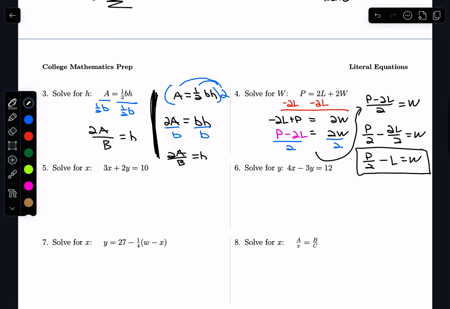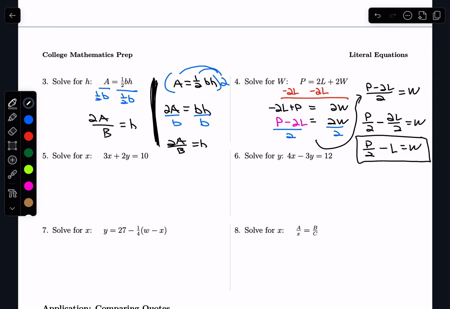All right, number 5. We have to solve for x where 3x plus 2y equals 10. Okay, getting x alone is going to require us using both inverses, additive and multiplicative. I'm going to subtract 2y from both sides first.